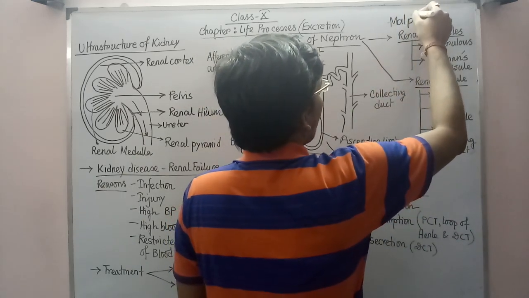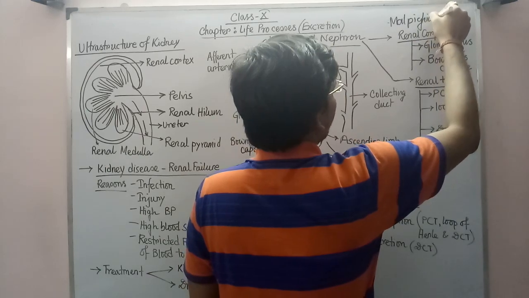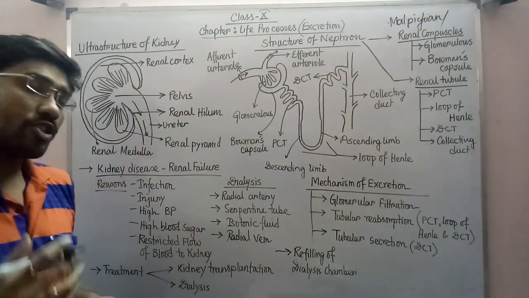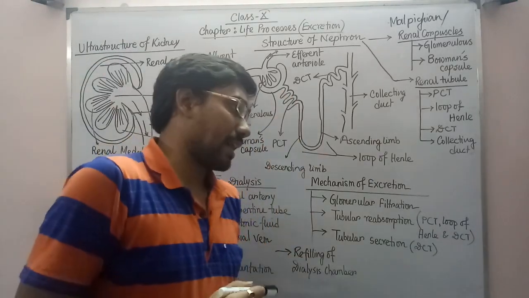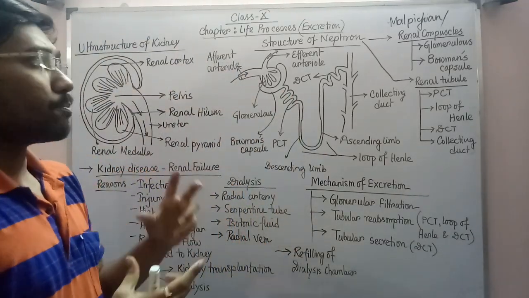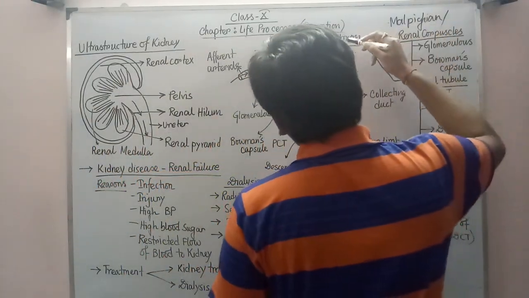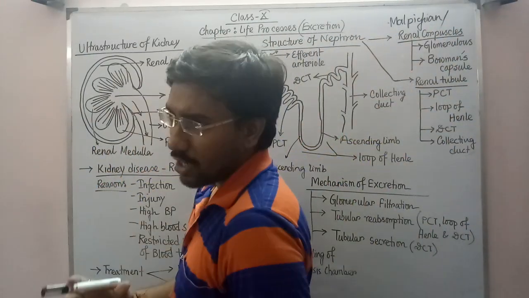Okay, so this can also be called Malpighian corpuscles or renal corpuscles. Malpighian tubules are not the same, because the Malpighian tubule is the excretory organ in insects. So don't mix up the Malpighian tubule and the Malpighian corpuscle. The Malpighian corpuscle, or renal corpuscle, is the first part of the nephron, and it is cellular in structure.